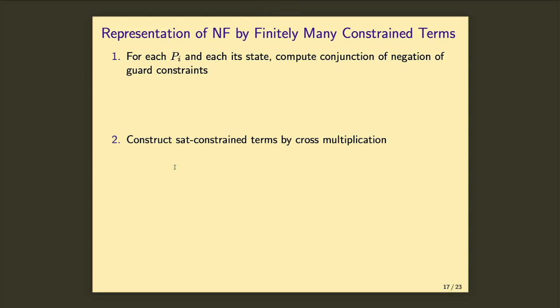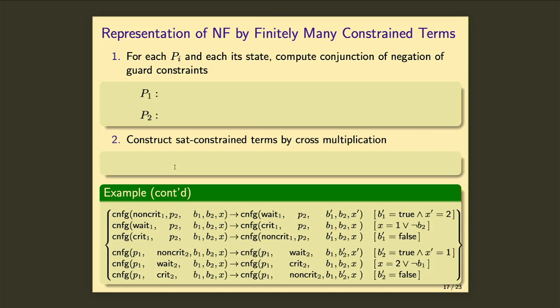Okay, then this is the method to represent normal forms. And we use the same example, Peterson's mutual exclusion. First, for each Pi and each of its states, compute the conjunction of the negation of the guard constraints. So for P1, there are three states: non-crit, wait, and crit. First, non-crit: the guard is P1 prime equal true and X prime equal true. So the negation of this guard is this.